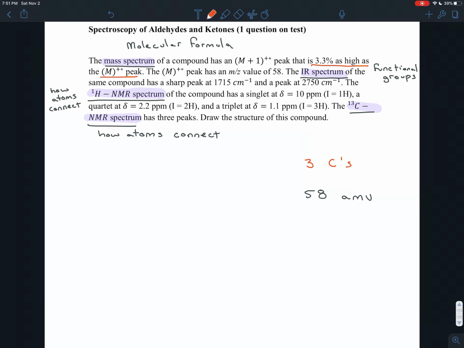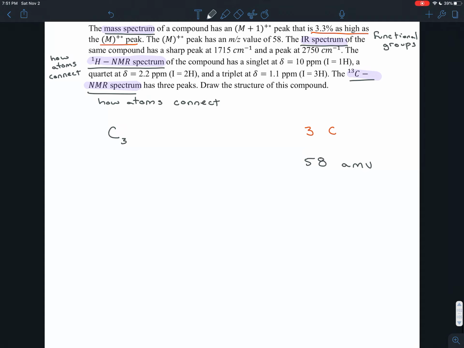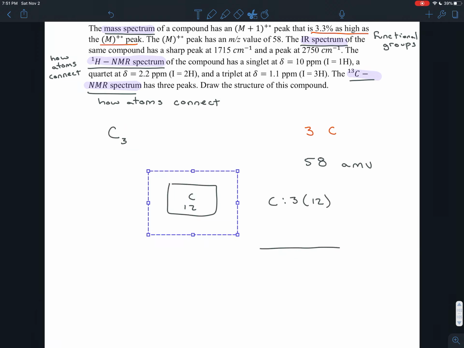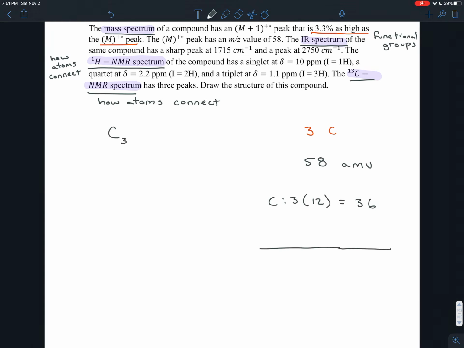From that information, we could figure out the molecular formula. We know that we're going to have C3. We already know the number of carbons. We also know the overall mass, so we have 3 carbons, each carbon weighs 12, right? I'm getting that mass from the bottom of the box on the periodic table. Each carbon weighs 12 AMU, so the mass we're going to have from carbon is going to be 36 AMU. The other thing we know is that the mass of the overall molecule is 58 AMU.